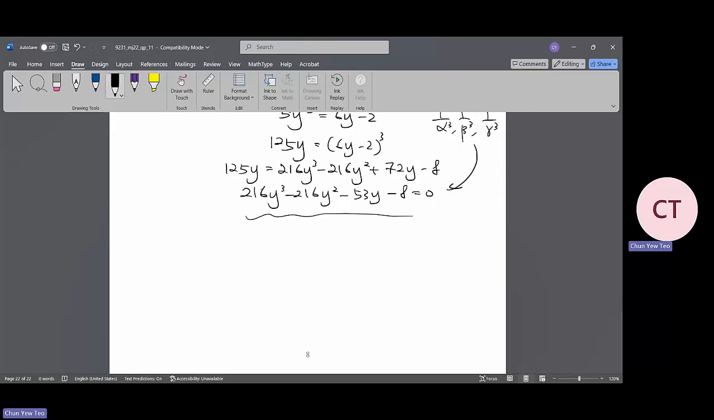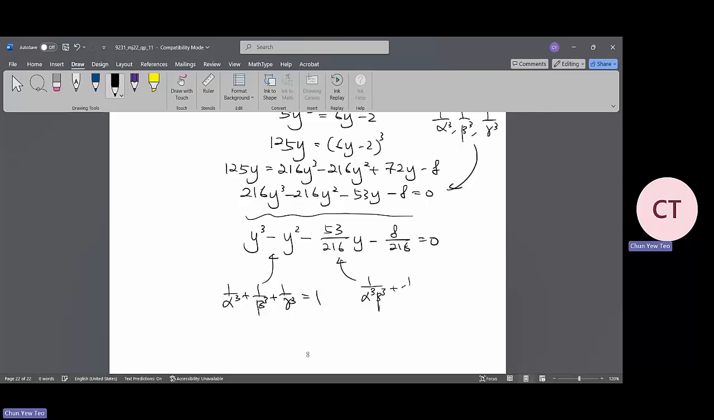So you can see that from here, if you divide everything by 216, then you can see that 1 over alpha cube plus 1 over beta cube plus 1 over gamma cube is equal to 1. This will be 1 over alpha cube beta cube plus 1 over alpha cube gamma cube plus 1 over gamma cube beta cube. Okay, so this is the result.